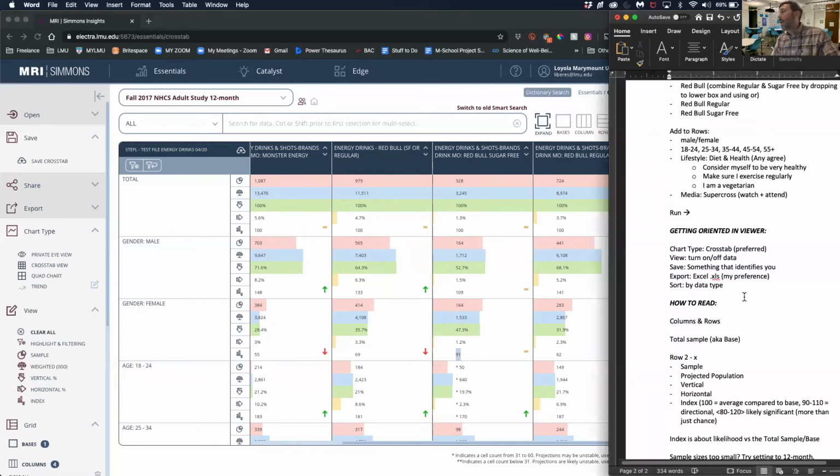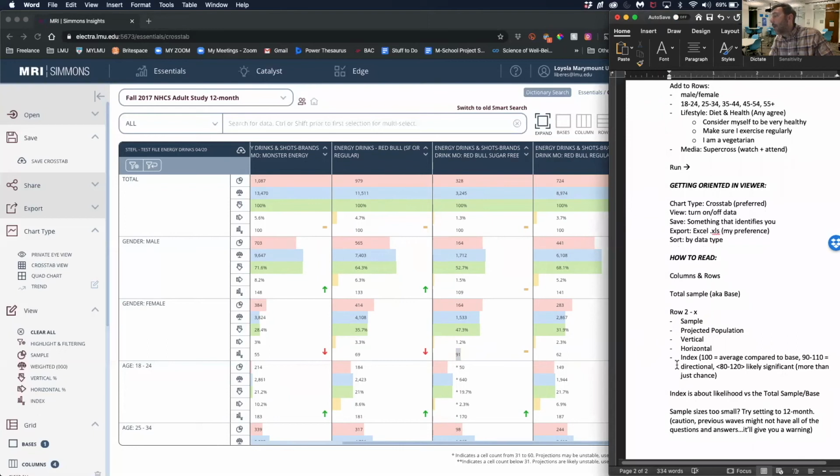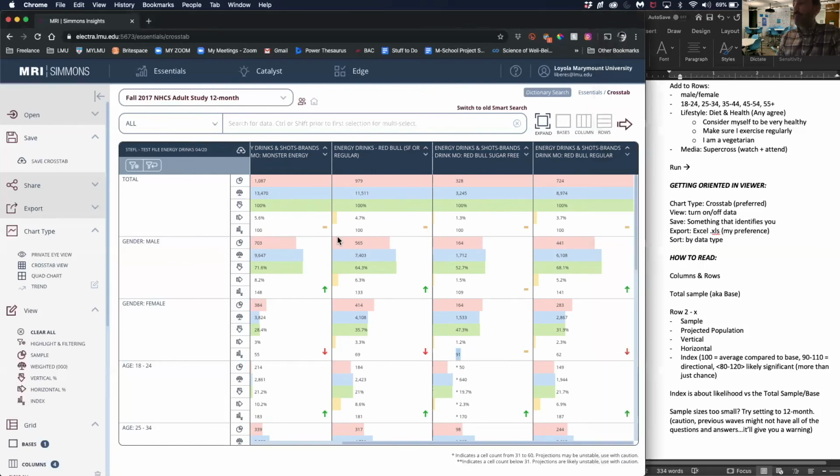Matter of fact, I'll write it in here. Oh yeah, I got it right here. 100 is the average compared to the base. 90 to 100 is directional. So 10% less likely or 10% more likely is not statistically significant, but it's something that you might want to pay attention to. Anything less than 80 or more than 120 is likely significant. It's more than just chance that this would happen.